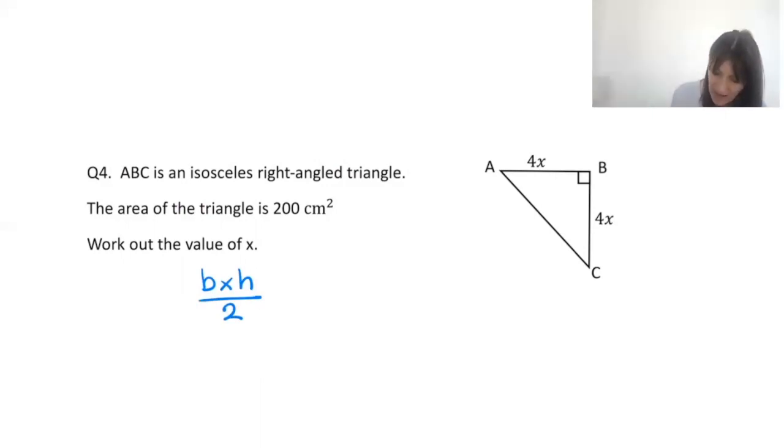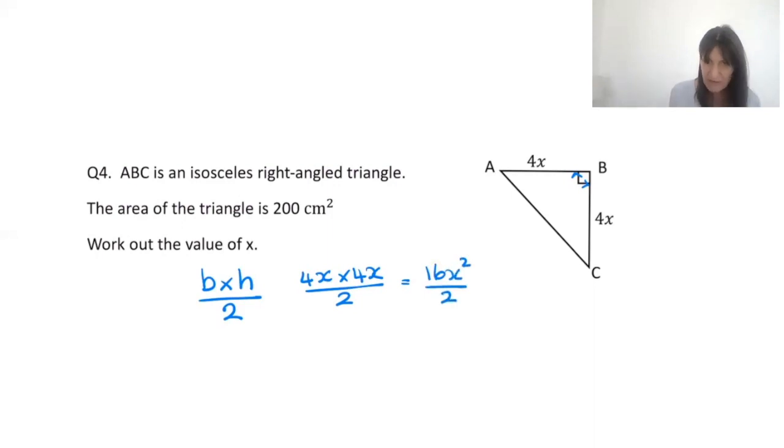The base and the height are my 4x's, okay, because it's a rotated right-angled triangle. So the right angle always points to the base and the height. Nice little trick that. So 4x times 4x divided by 2. So let's just concentrate on that for a moment. Doing the top is going to give me 16x to the power of 2. And then I can just divide that 16 by the 2 to cancel that and simplify it to 8x squared.